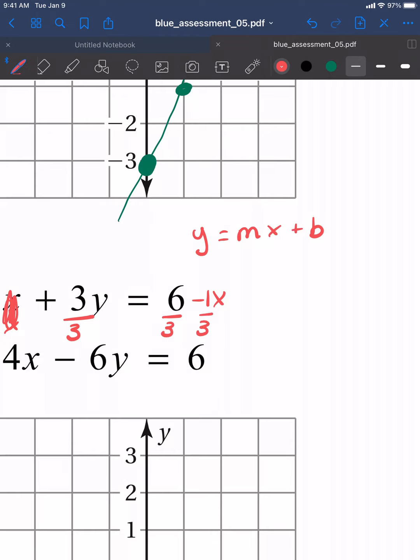Now, if you don't put that 1 next to your x, a lot of kids think that now that's negative 3x, but it's not, right? It's negative 1 divided by 3. 3 over 3 is gone, so now we're just left with a y. What is 6 divided by 3? 2? Now, look at this.